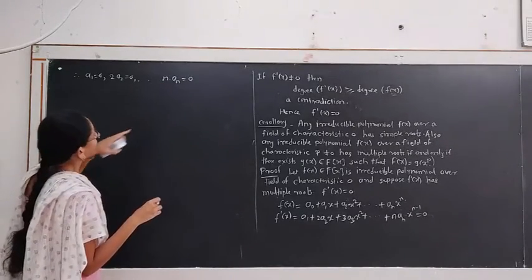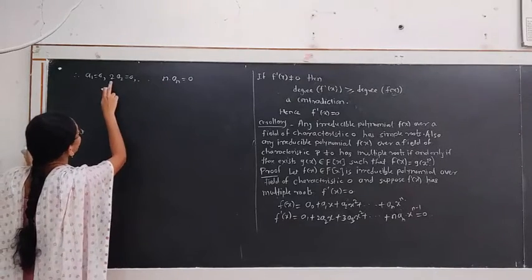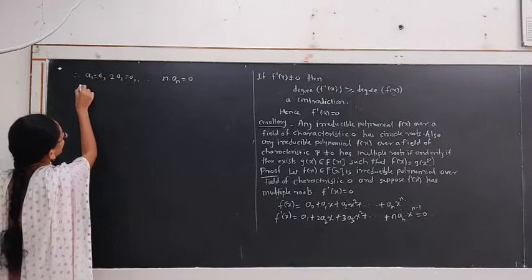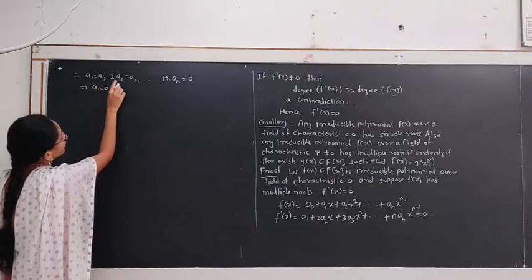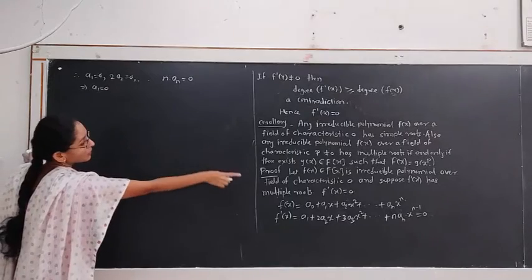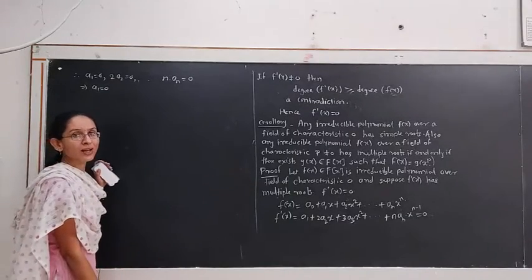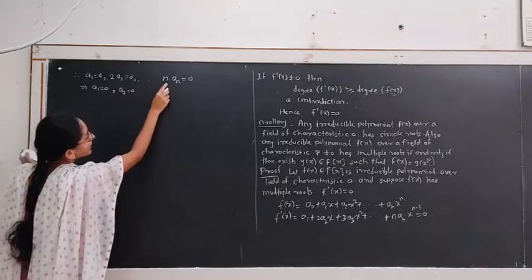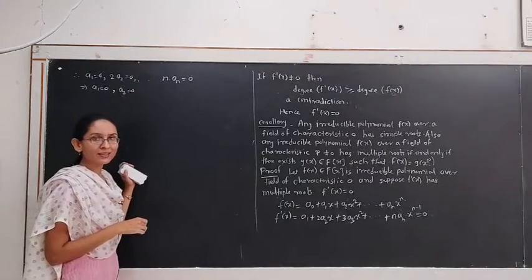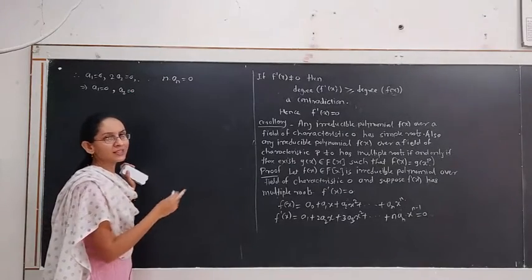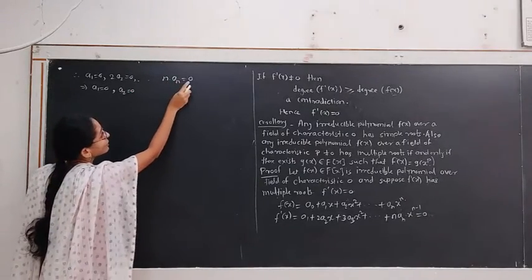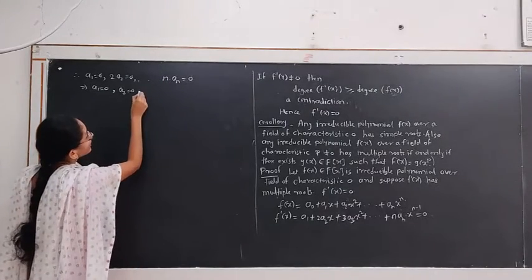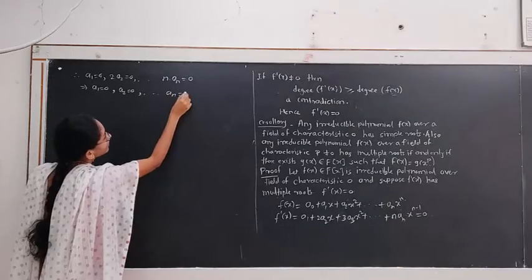For all other numbers, for example, the coefficient of a1 is 1, so 1 into a1 equal to 0 implies a1 is 0. 2 into a2 is 0, and 2 is non-zero because F is a field of characteristic 0, therefore a2 is 0. Also n is not 0, because the characteristic of the field is 0, therefore n into an equal to 0 implies either n is 0 or an is 0, but n is non-zero, therefore an equal to 0.